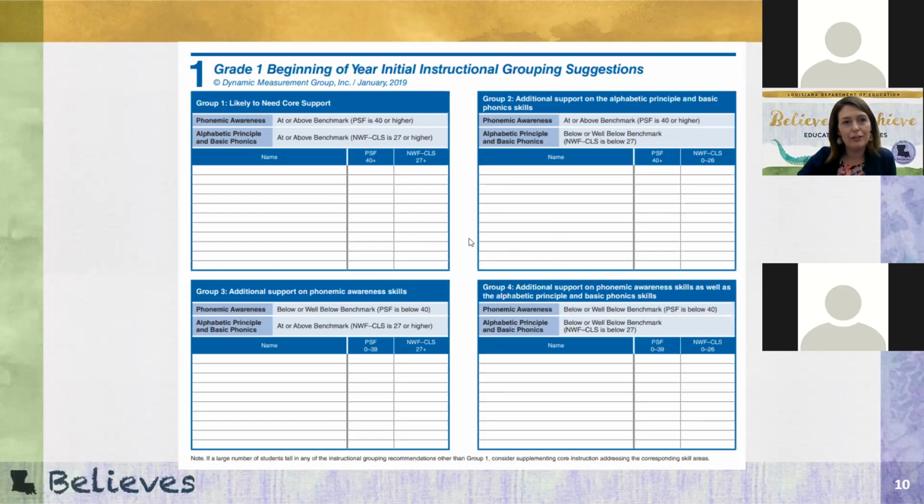And this is just a first grade sorting sheet. They have them for K, and they go up to sixth grade. So they have all of those available for you. But definitely access that website if you use Acadience, because there are just so many wonderful resources on there to support you as a teacher.